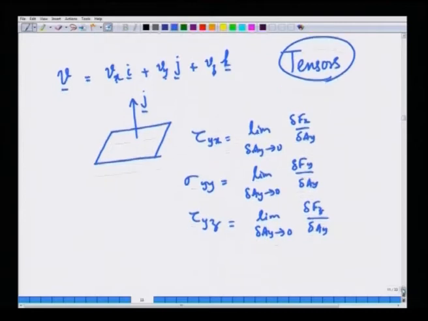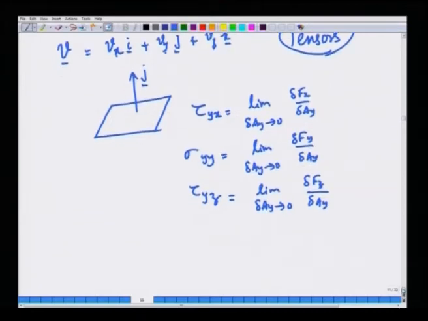Now, here again the two subscripts have the following meaning. The first subscript denotes the direction of the unit outward normal. So, the unit outward normal to the surface is in the plus y direction. That is why the first subscript denotes the direction of the unit outward normal to the surface over which forces are acting.